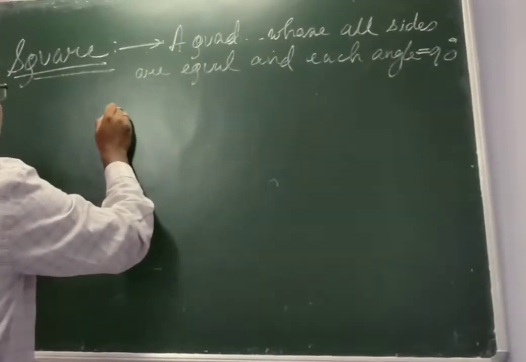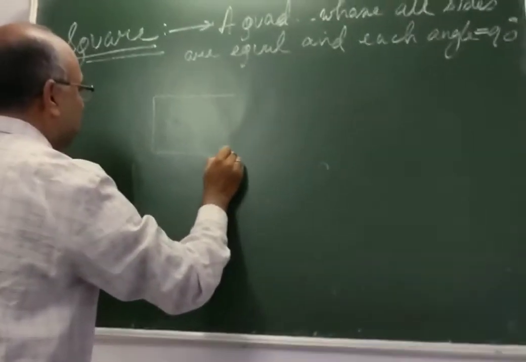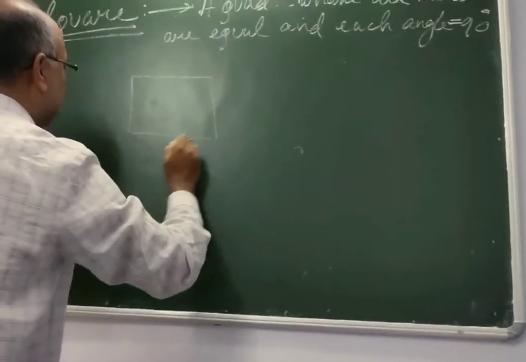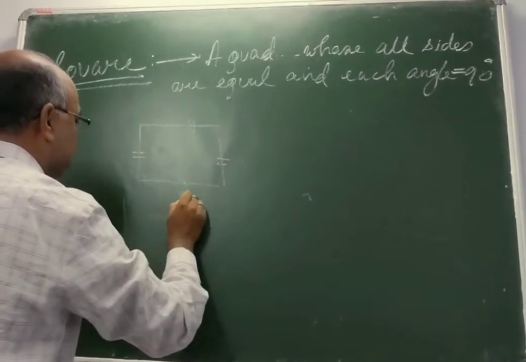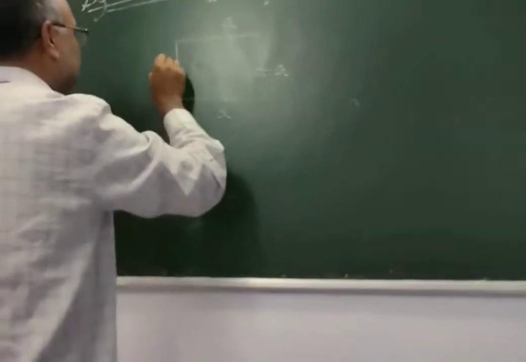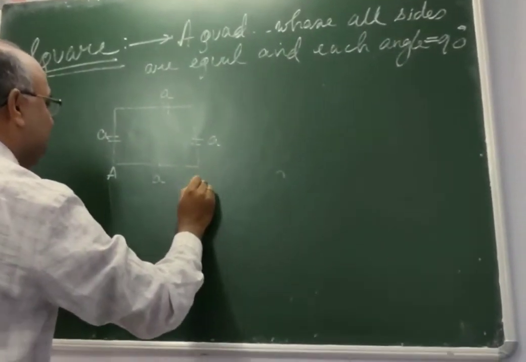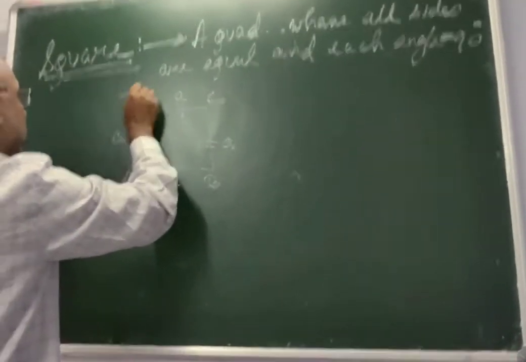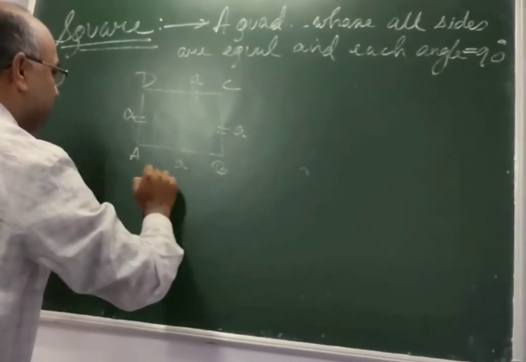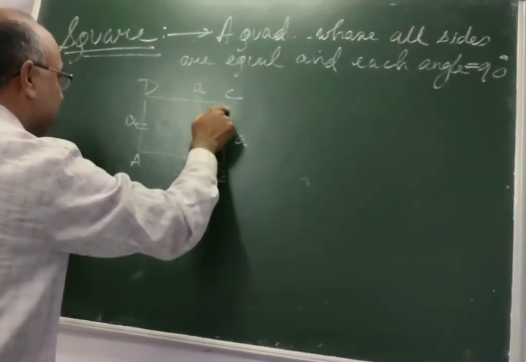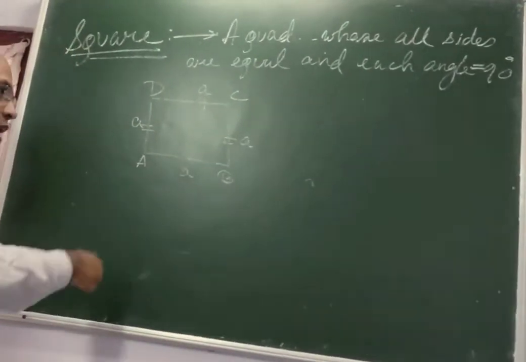If we draw a square roughly, consider where all four sides are equal. That means this is also A, this is also A, this is also A, this is also A. When we name any kind of quadrilateral, we read it as A, B, C, D. It's not A, D, then B, C or some other way. It should be in order, either A, B, C, D or A, D, C, B.